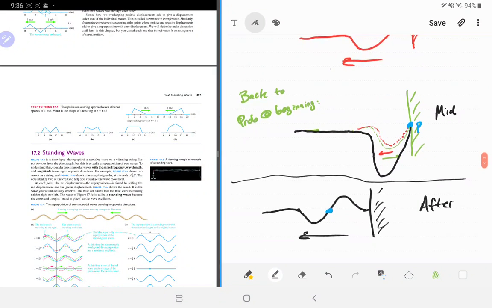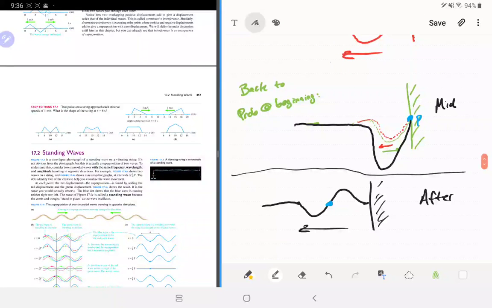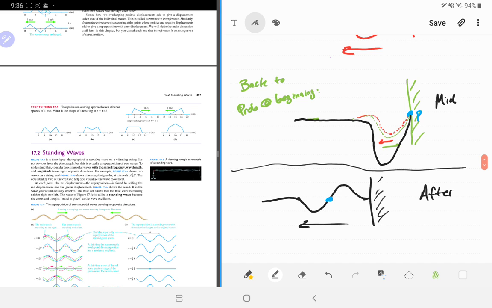In the middle of the pulse bouncing off the wall, the two pieces, the two humps of the wave pulse, will interfere with each other constructively to get this big wave pulse. And then after, it goes back to its normal magnitude, right? You've separated the two pieces now.